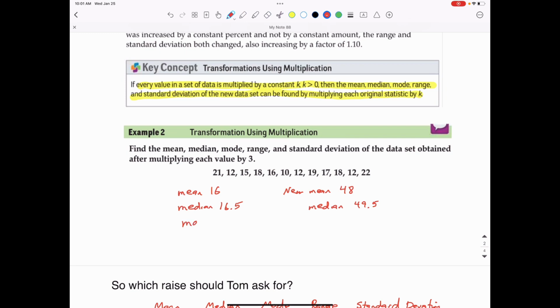The old mode and the range for that matter, they were both coincidentally 12s. So if we take those 12s times 3, we'd get a new mode of 36, and range will also be taken times 3. Again, that is different than if we're adding or subtracting. We don't change the range if we're adding or subtracting. But since we're multiplying, we'll take that times 3 to get 36. And then finally, the standard deviation was approximately 3.7 of the original data set. But when we take that times 3, we're going to get about 11.1.